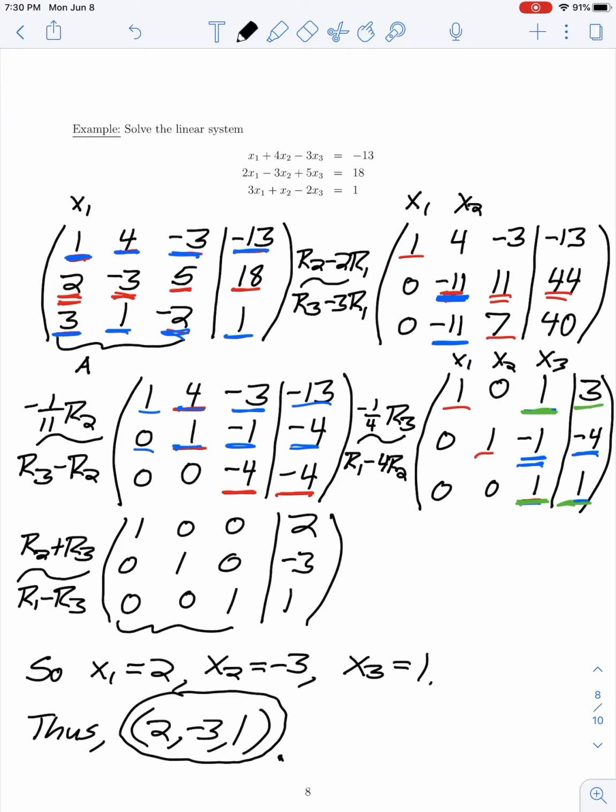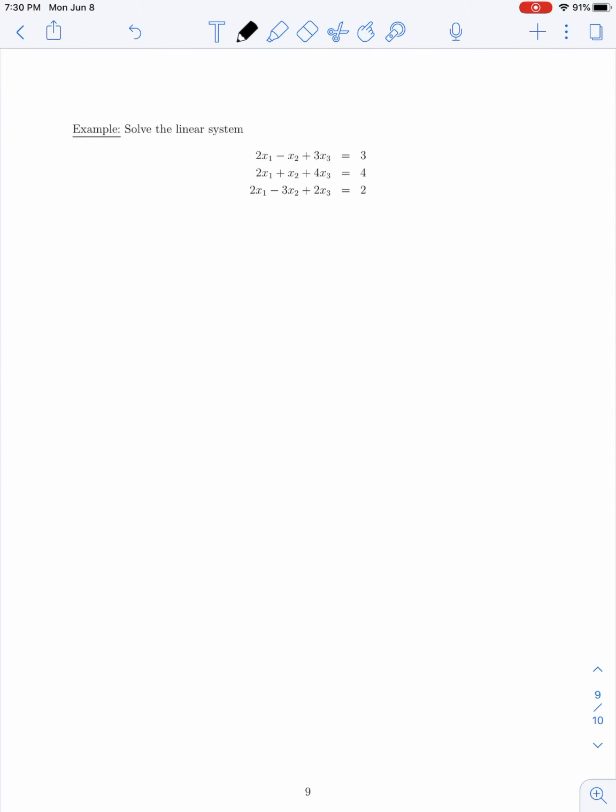Okay, so let's look at another example. In this next one, the exact same sort of problem. We're asked to solve the following linear system. To do this, we could write it as an augmented matrix and perform Gaussian elimination. In general, that's one of the easiest approaches to solve these linear systems. So let's take a look here.